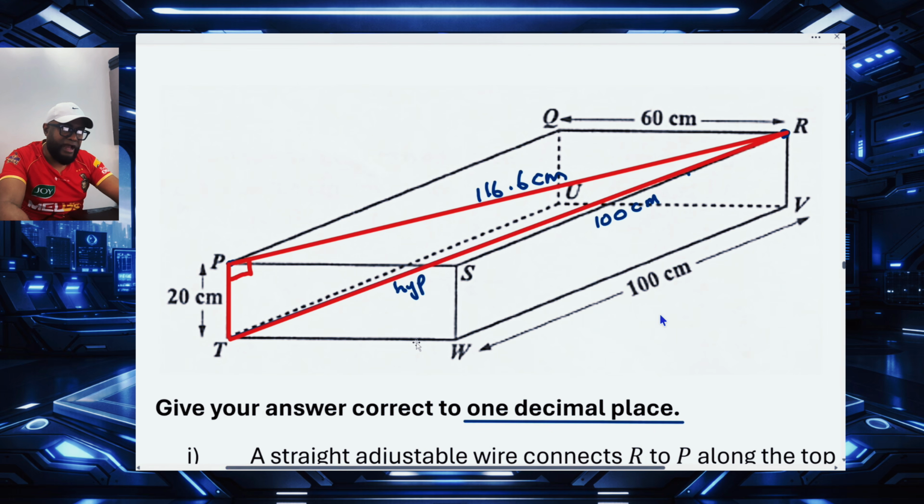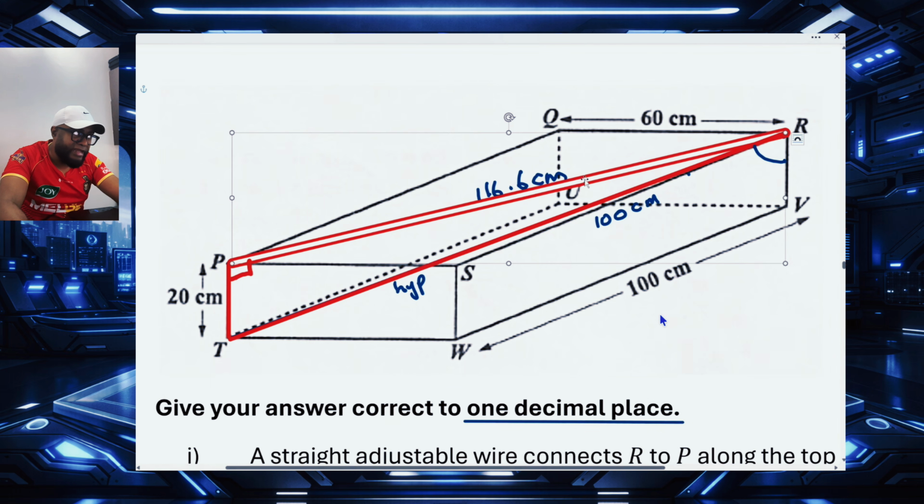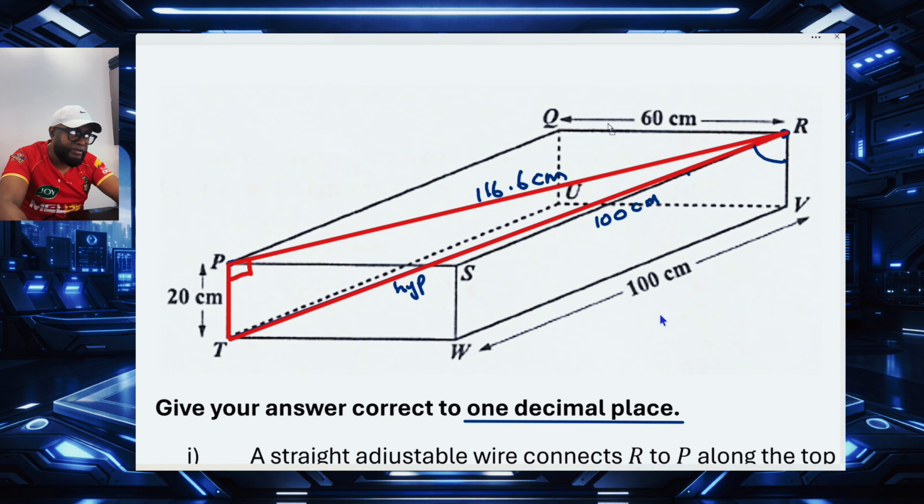Calculate the angle TRV. T to R to V. We're talking about which angle? Are we talking about this angle here? Here we're going to do it. T to R to V is this angle up here. Here what I can do, I can actually drop this line down here. Why not drop it?